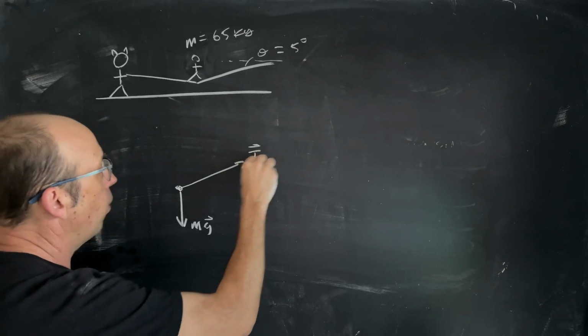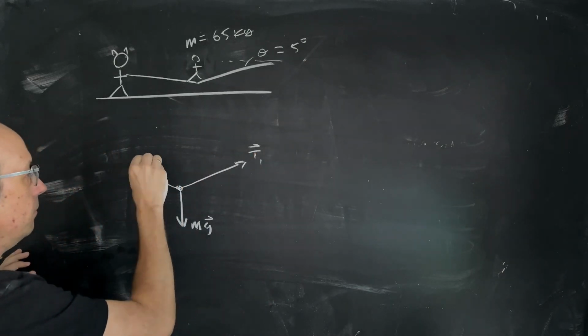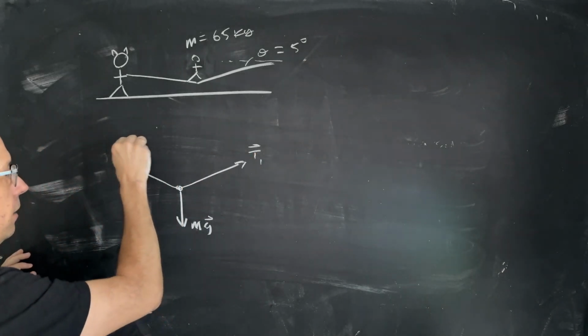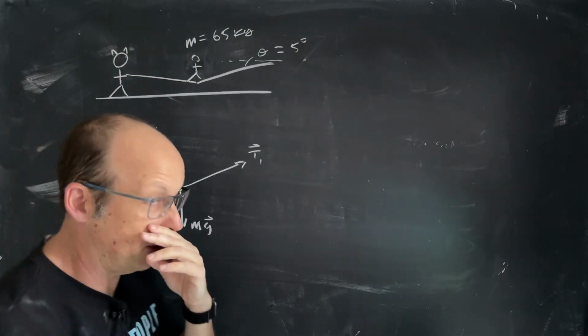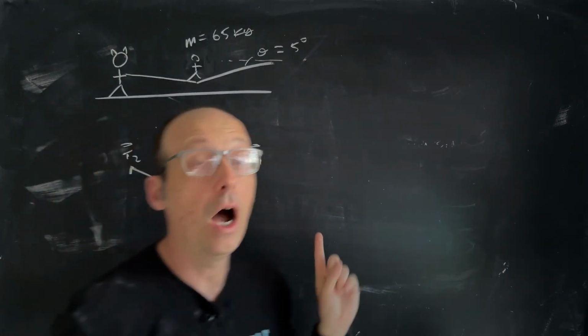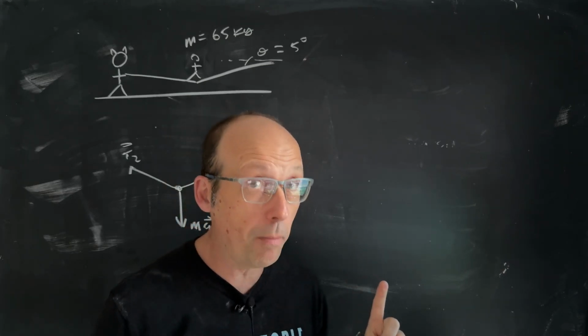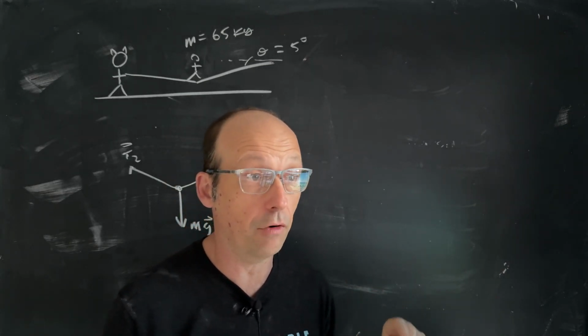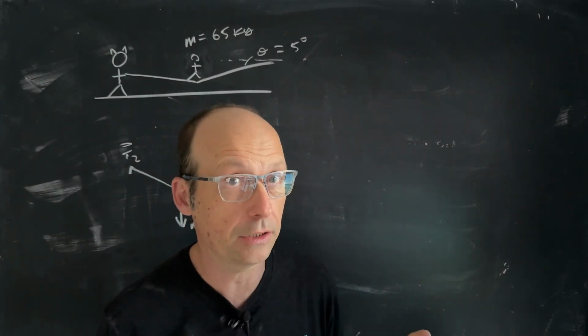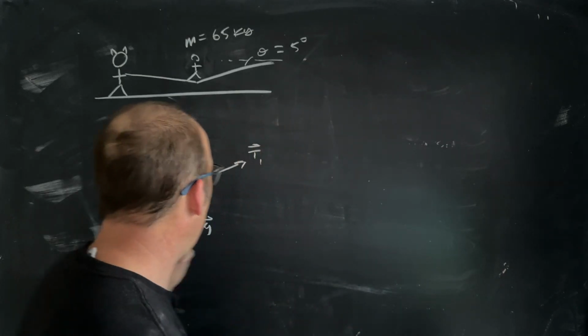T1, T2. So there's 2 tensions pulling on them, and those forces have to add up to 0. Now, I said that the tension in a rope has to be the same along the length of that rope. That's true. But I'm going to show you why that's true later. Okay. So I have those 2 forces.